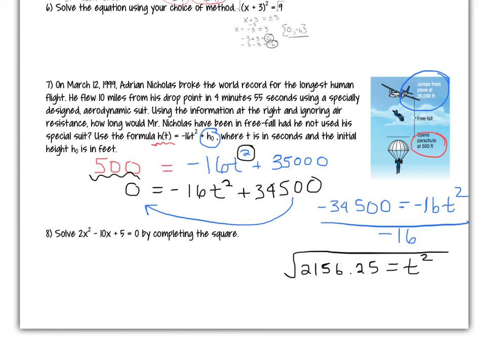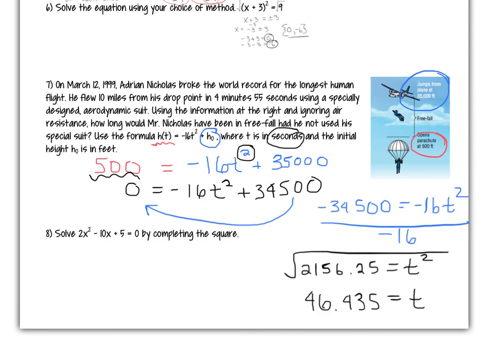I'm going to take the square root, and the reason I'm not worrying about the plus or the minus here is because t is time. We cannot have a negative time, so our only answer here is going to be positive. So 46.435 is our value for t, and this is in terms of seconds.